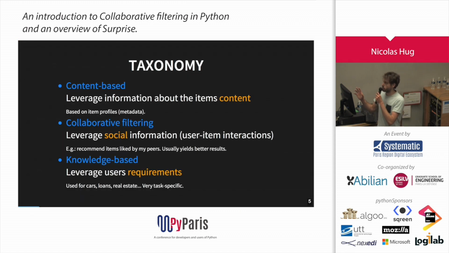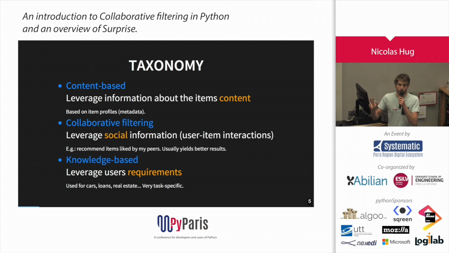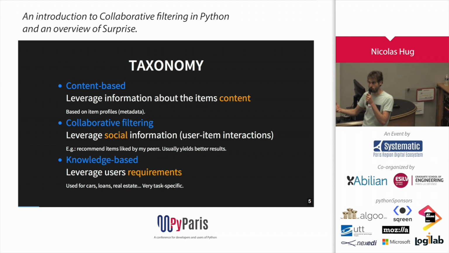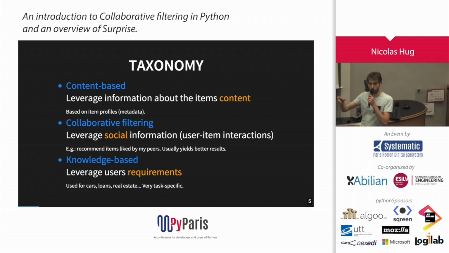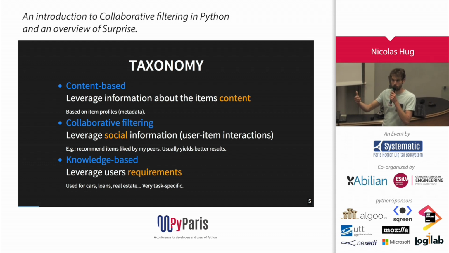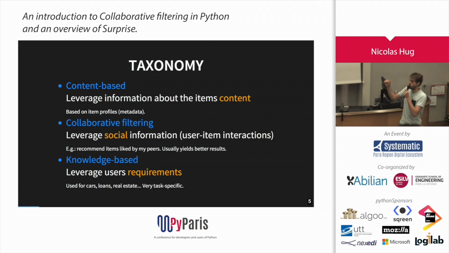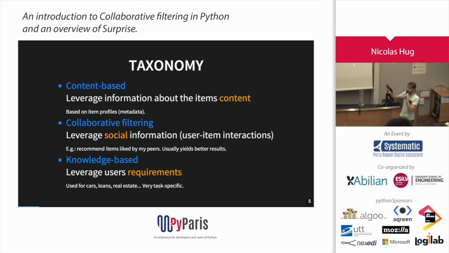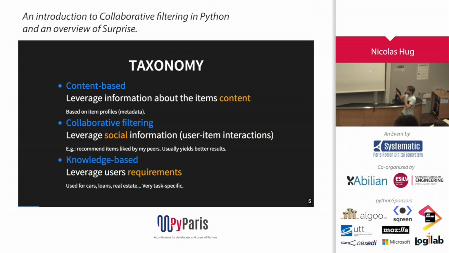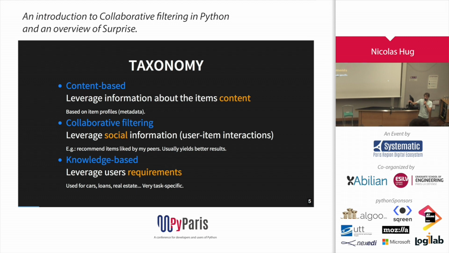We usually distinguish between three kinds of recommender systems, depending on the kind of information that is leveraged to output the recommendation. The first kind is the content-based systems, where we represent our items by a set of features based on the content of the items, based on the metadata. This is usually used for recommending text documents, but I'll take the example of a movie recommender system.